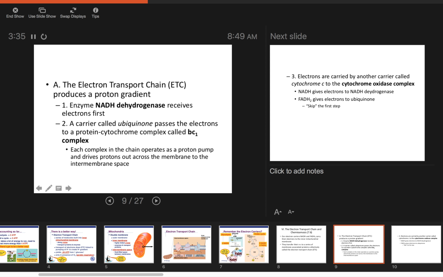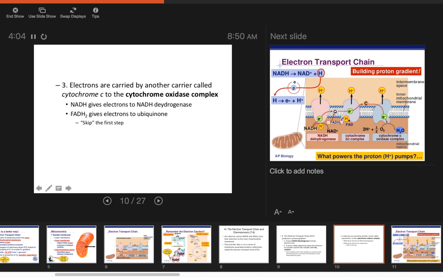The first enzyme that picks up the electrons is NADH dehydrogenase, and the carrier that picks up these electrons is called ubiquinone. And I think your book abbreviates it as Q, but don't quote me on that. So what happens is that these electrons get shuttled to another set of enzymes called the BC1 complex, and then it's going to get shuttled to some more enzymes and proteins. But this is the first kind of proton pump that drives protons to the intermembrane space. Then the third set is the cytochrome oxidase complex, where it gets picked up by cytochrome C, and I think they just abbreviate it as C, so it's Q and C. And NADH gives electrons to the NADH dehydrogenase.